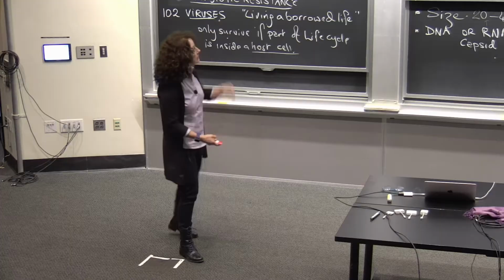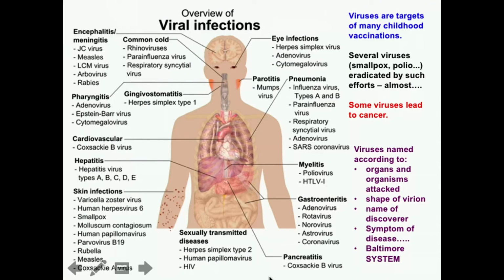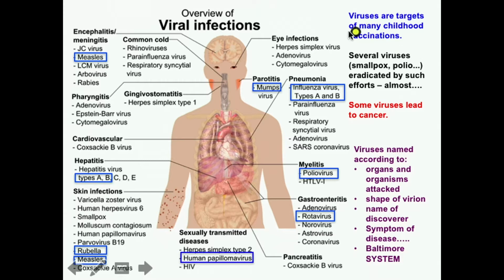Okay, so I mentioned to you that a lot of viruses are basically named after the organs that they hit. So I've just got a human being here with a lot of different viruses that hit different places, and I just want to point out a few points. Viruses may be targets nowadays of childhood vaccinations, and many of you, I hope all of you, have had vaccinations to many of these common viruses.